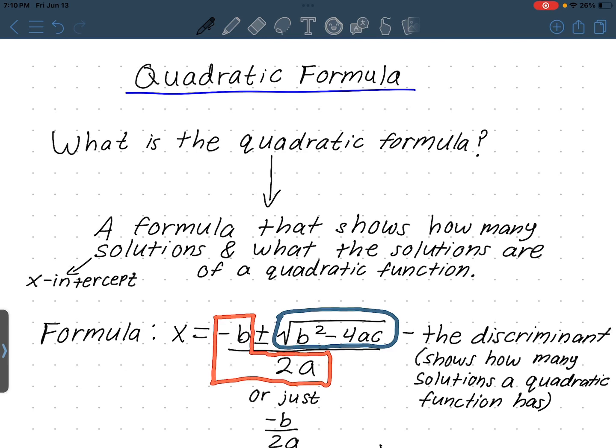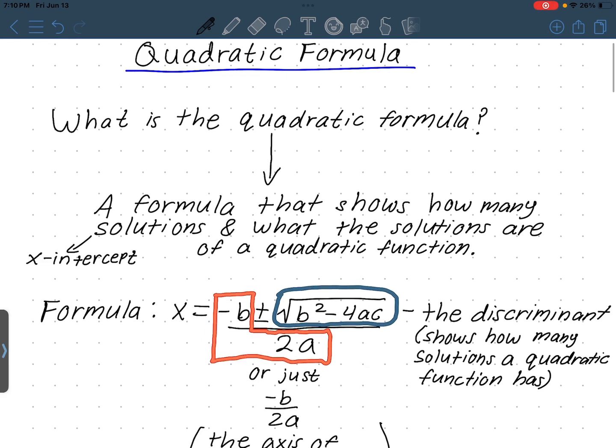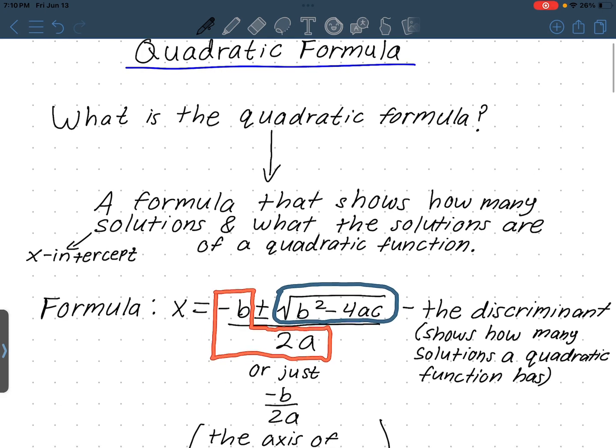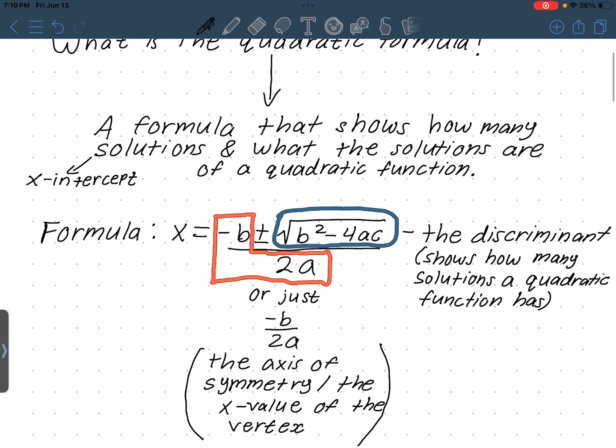So you may ask, what is the quadratic formula? It is a formula that shows how many solutions and what the solutions are of a quadratic function. Note, solutions are the same thing as x-intercepts, and here's the formula. It is x equals negative b plus or minus the square root of b to the power of 2 minus 4ac, all divided by 2a. And I'm going to explain each part.